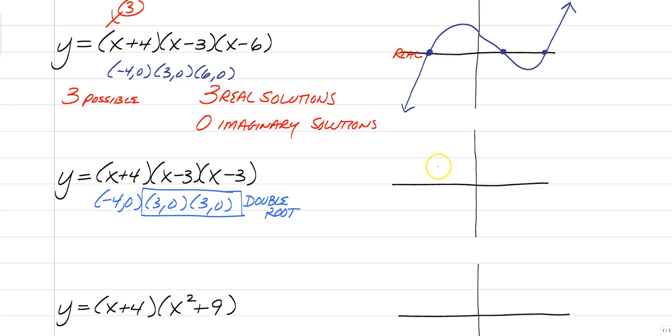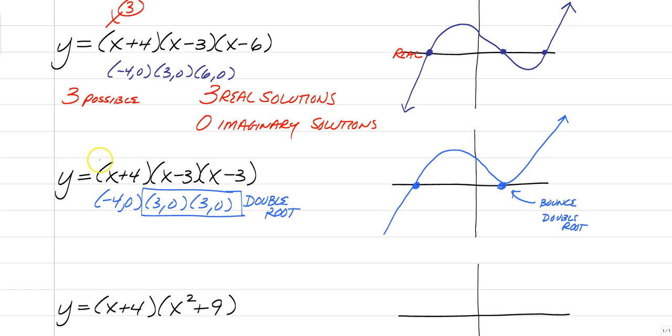And graphically, that's going to change things a little bit. So we're still going to have our negative 4, 0, but we're going to have our 3, 0. It's still going to start low and finish high, but what it does is it bounces off 3, 0. Whenever it bounces, that's a double root. Okay, so if it bounces off the x-axis, it's actually a double root.